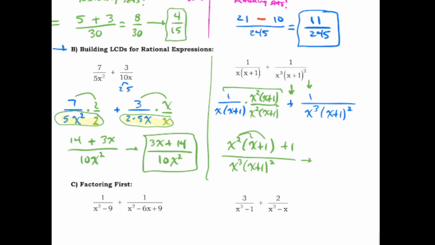So we should really kind of do some stuff up here. x squared times x is x cubed, and then we'd have x squared times 1 is x squared, and then we would add this 1 along. Okay, that's the top. And, well, I'll just put the bottom back on. Just copy it, really. And that's it. Can't do anything else with that, right?